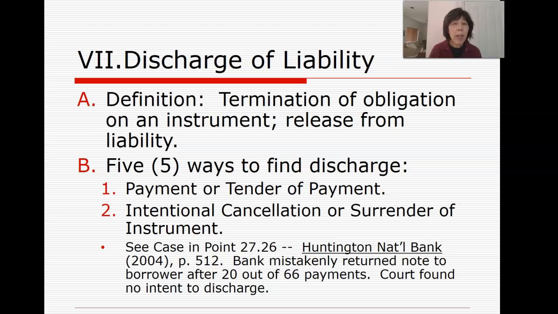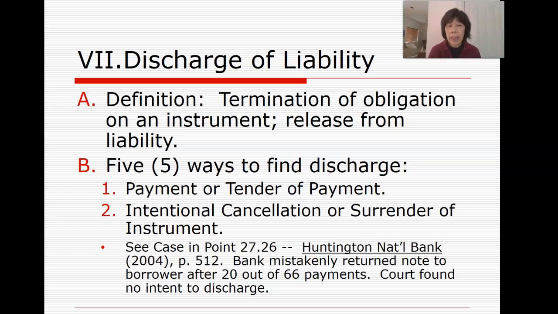There are 5 ways that possibly can bring about this release or this termination from the obligation. The first way is pretty straightforward. This is the payment or the tender of payment on the instrument. If you have a loan from a bank, you signed a note for that loan, and then you pay it off, you will be discharged. The bank should discharge you.